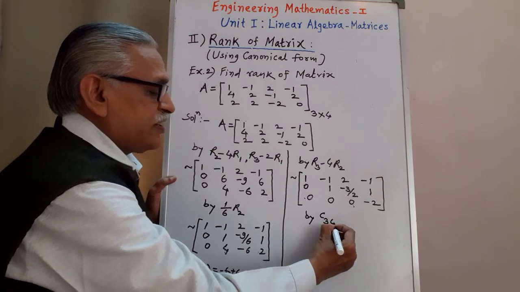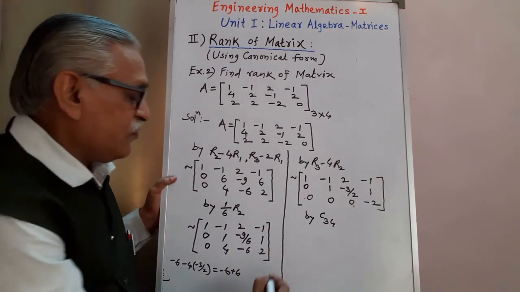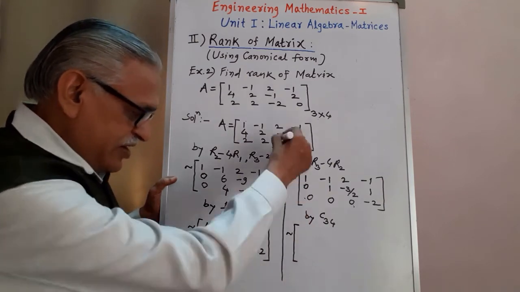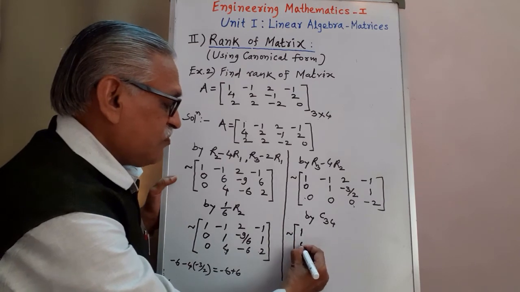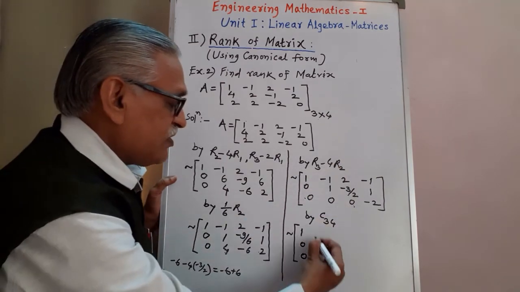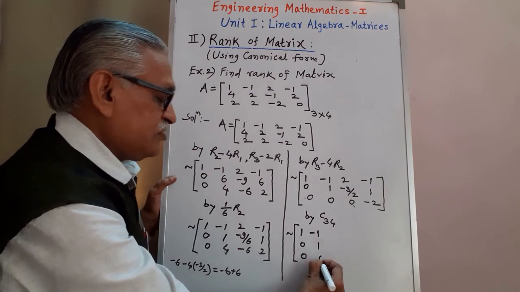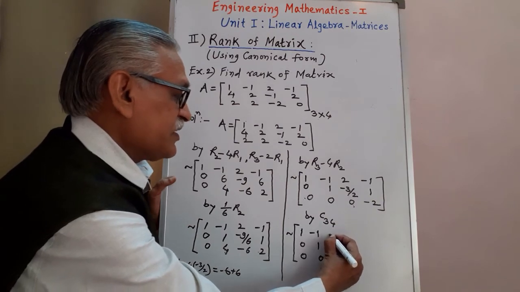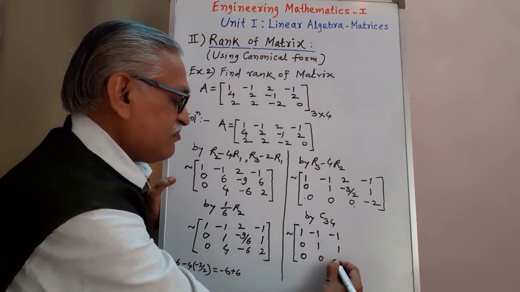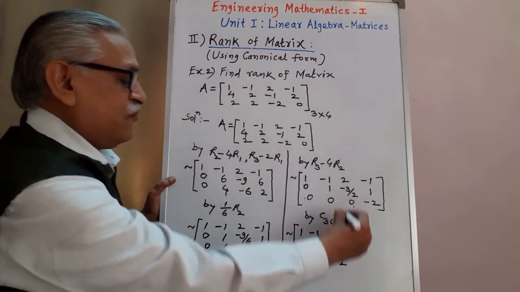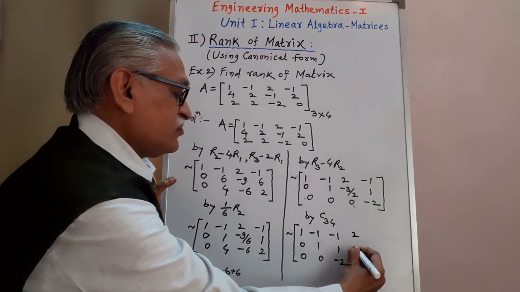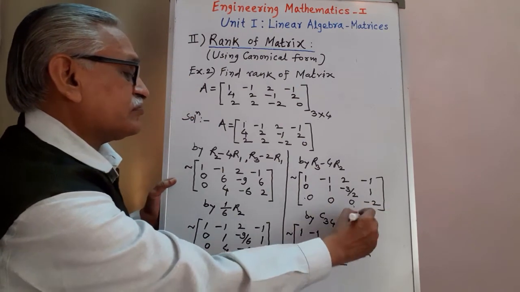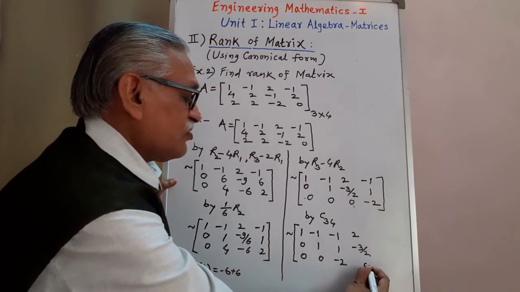Therefore by C3, 4, interchanging third and fourth columns we get, I will write down column-wise. First column no change, 1 0 0. Second column also no change, minus 1 1 0. Then we have to interchange these two columns. Therefore third becomes minus 1, 1, minus 2. Fourth one as 2, minus 3 by 2 and 0.